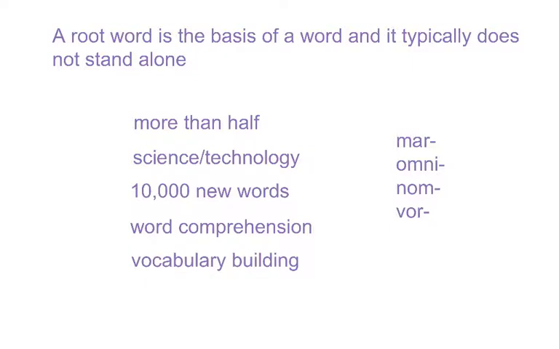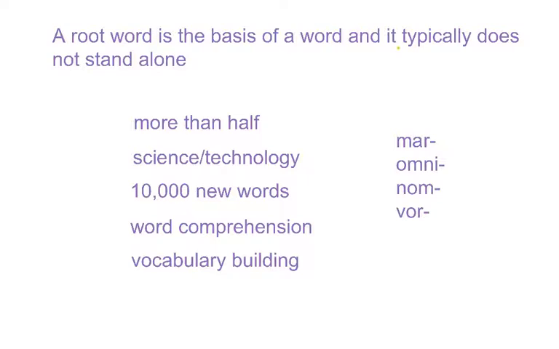Starting in 5th grade, students encounter about 10,000 new words in their reading. And learning about Greek and Latin root words will help you move more quickly to decipher the meanings of unfamiliar words, which is an effective strategy for word comprehension and vocabulary building. Here are some examples on the right. Now you'll notice right away that these are not words, again, that stand on their own.